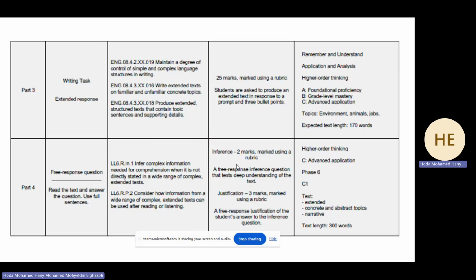And the last part, as we said, it will be a reading text of around 300 words, which is medium length. And you're going to answer 2 questions, inference and justification questions. Inference 2 marks, the justification will be out of 3 marks. Again, you should get your inference from the text, depending on your understanding of the text, and the justification, again, should be with evidence from the text. And please do not copy parts as they are from the text. You should rephrase it in your own words as you understand it.